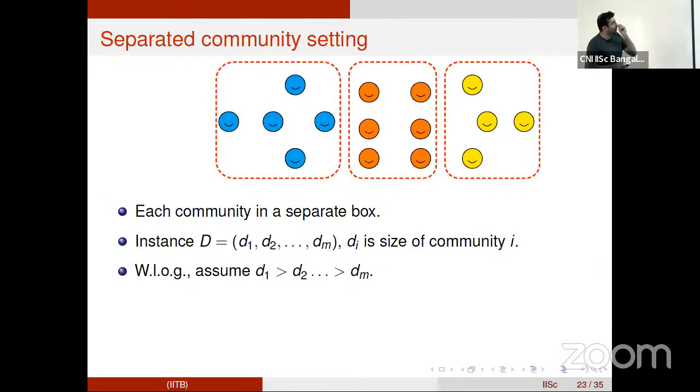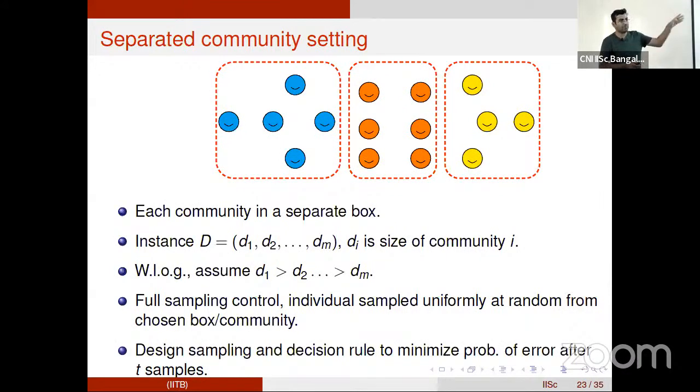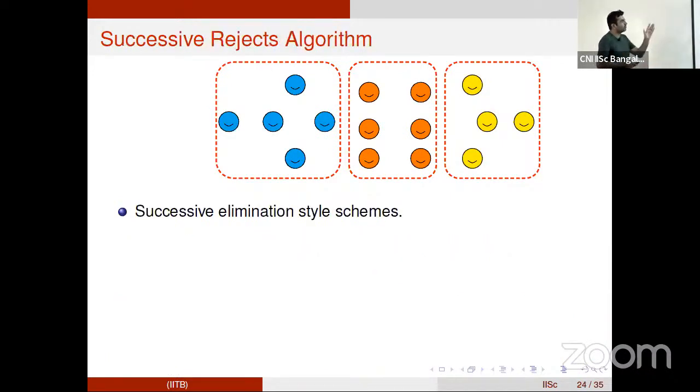Okay, so I'll now move on to the separated community setting, where each community is a separate box. You again have the same underlying instance, and we're going to assume that box D1 is larger than D2, is larger than Dn. So now you have full sampling control. You choose a particular box, and then you sample from that box. You get an individual from that particular community. So every time you're deciding which community to sample from, and again we have the same goal of estimating the largest. Here we do use schemes which are popular in the MAB literature.